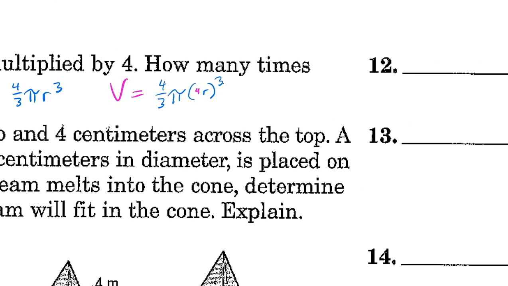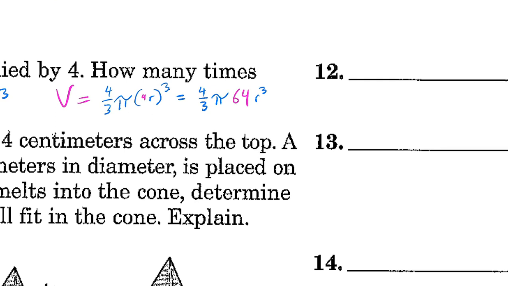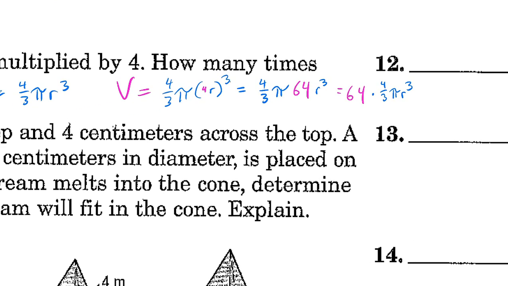So multiplying this out, we get 4/3 pi, and then 4r times 4r times 4r is 64 r to the 3rd. And so rearranging that, we get that that's equal to 64 times 4/3 pi r cubed. So the only thing that we added there was this times 4, and then it gets cubed. So now we have 64, and then we just pull it out front.